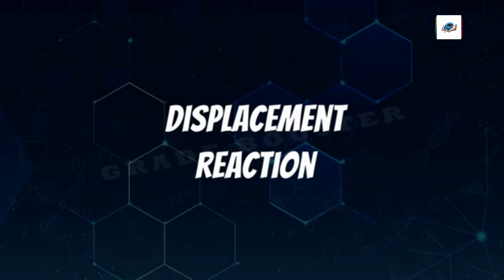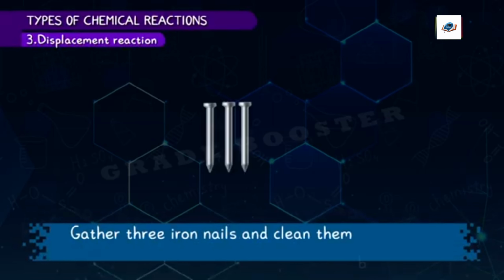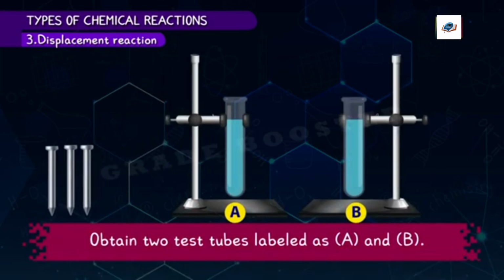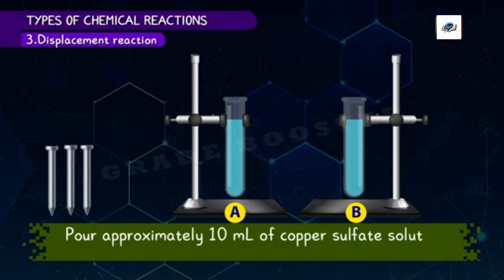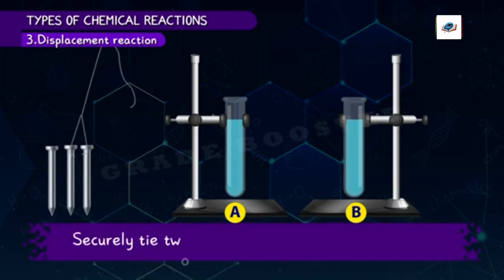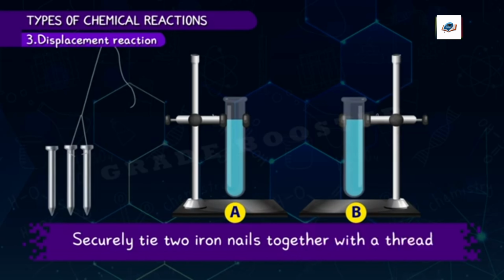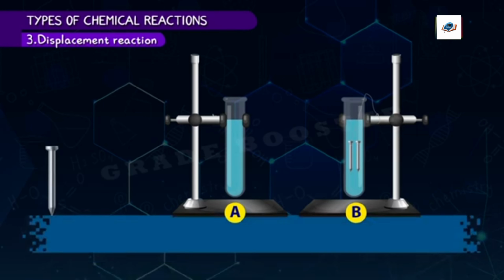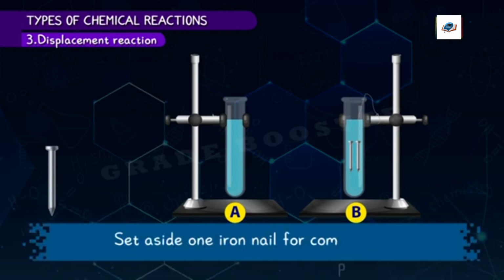Now let us learn about displacement reaction. Gather 3 iron nails and clean them by rubbing with sandpaper. Obtain 2 test tubes labeled as A and B. Pour approximately 10 ml of copper sulfate solution into each test tube. Securely tie 2 iron nails together with a thread and carefully immerse them into the copper sulfate solution in test tube B for 20 minutes. Set aside one nail for comparison later.